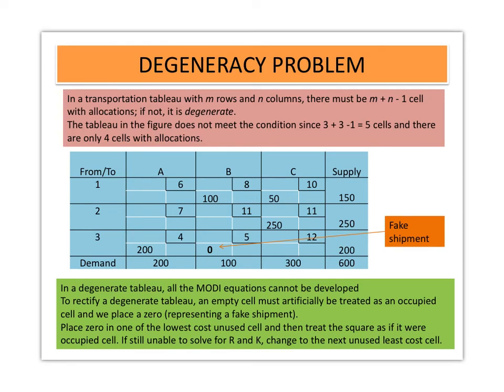Now if this doesn't work, if afterwards we have a problem getting the second table, then we have to move to another empty cell. In other words, we close this cell and we put 0 in another least cost cell, for example, this cell, which has 6 as the cost. And then we proceed as usual, finding the row cost and the column cost, and then the improvement index. Okay, I think that's it.